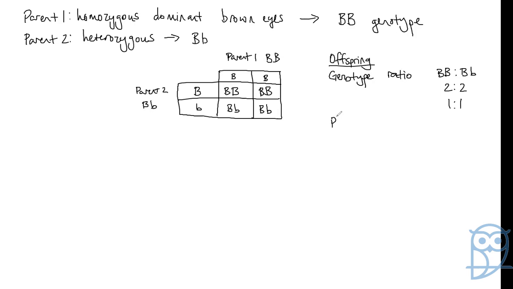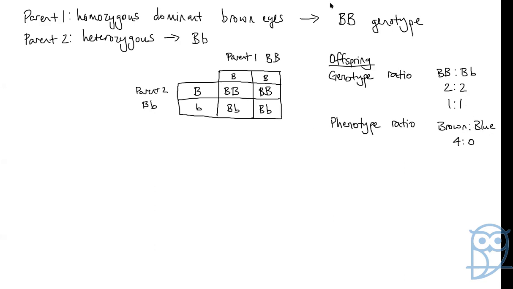And then if we look at the phenotype ratio, remember we said that capital B is brown eyes and it's dominant. So we have 2 homozygous dominant, they're going to have brown eyes, and we have 2 heterozygous with that dominant allele, so they'll also be brown eyes. So here we would have brown to blue, and our ratio is 4 to 0. All brown eyes, no blue eyes.